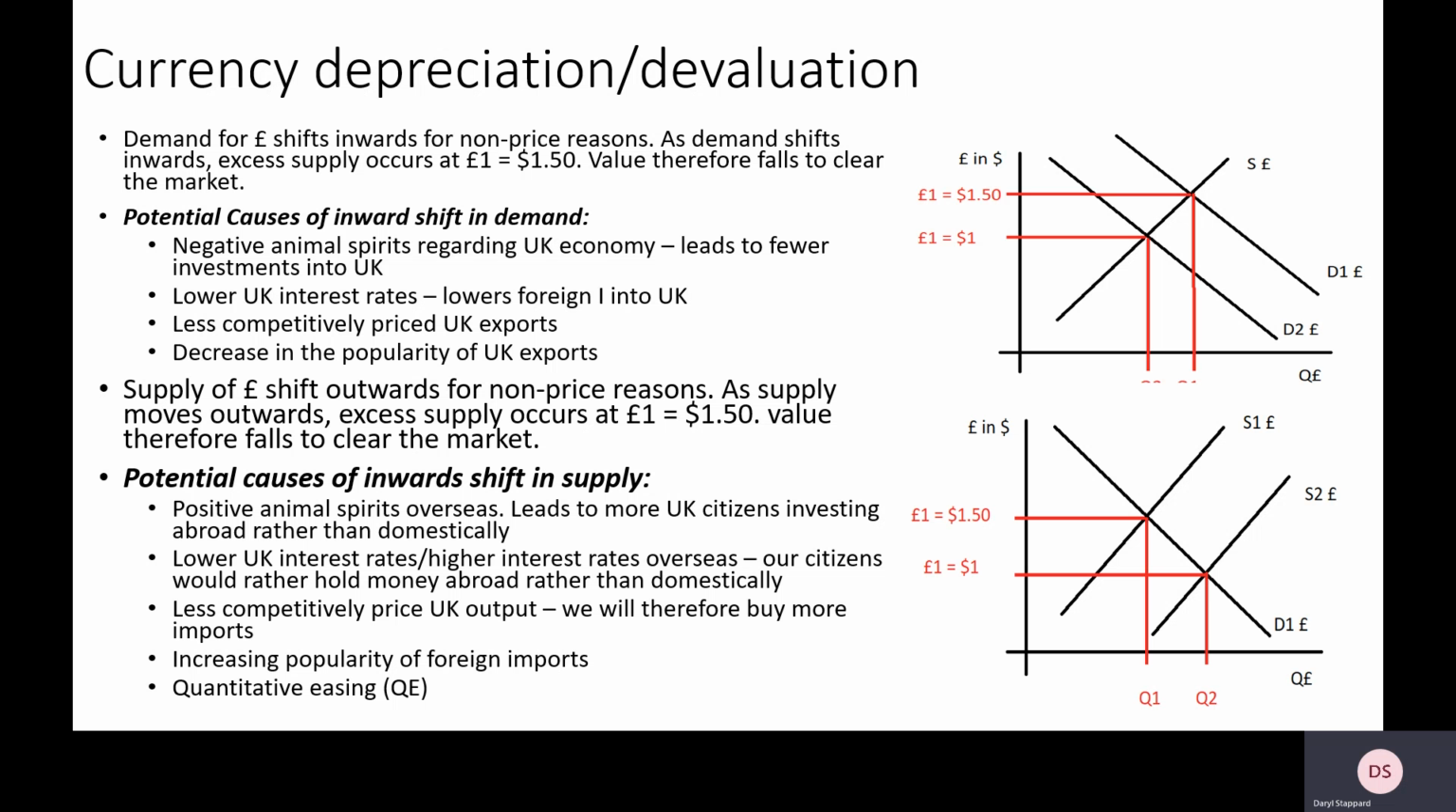So if other economies offer higher interest rates than ours, or they offer more attractive investment opportunities, we will invest overseas. So we will supply our money to go make those investments overseas. Or it could just be that UK goods are of low quality and higher price. So more of us import. So we sell our currency, supply it overseas to buy foreign currency to buy their goods and services.